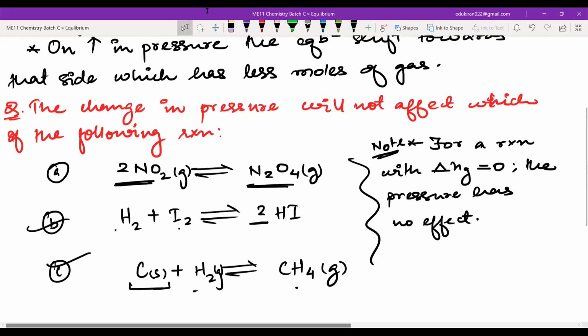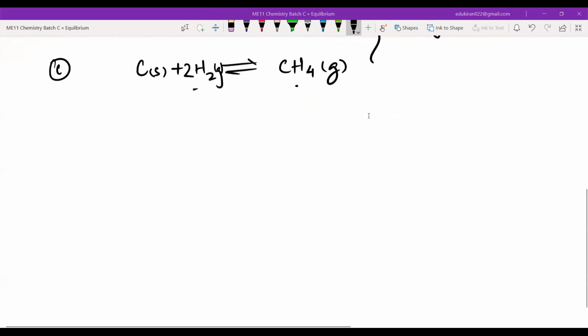So in the third reaction, if we balance the reaction, it will be 2H2. Then there'll be 2 moles this side. Sorry. Thank you, Sarah. 2 moles, right? So in this, the number of moles are not the same. So this is going to affect the reaction. This is going to affect the equilibrium. Okay. The next is effect of volume change.